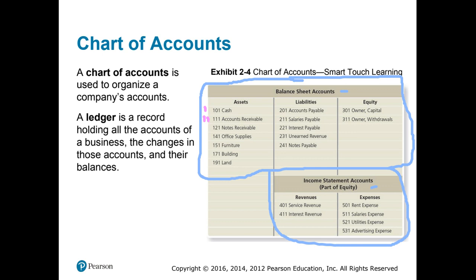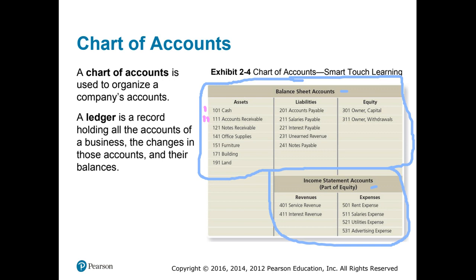Probably most jobs pay either weekly or bi-weekly. Then you have some that pay monthly. And then interest payable, and then you've got your unearned revenue. So this is anything that we have not yet earned. And then we have our notes payable as well. So that's our liabilities. And then our equity, for equity, we have our owner's capital account and our owner's withdrawal account.